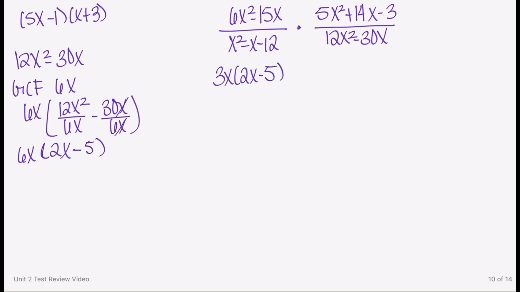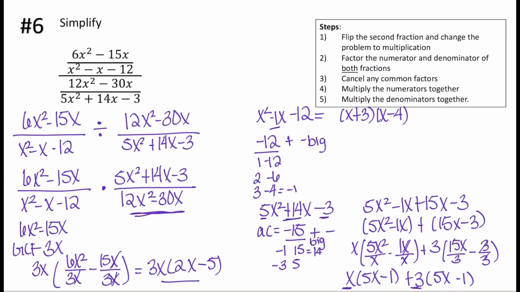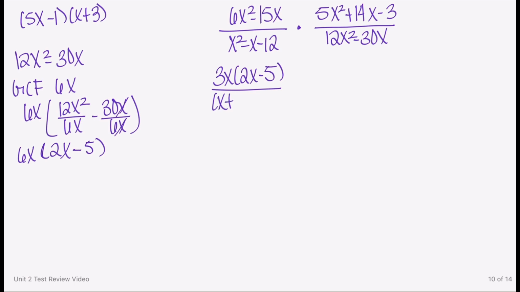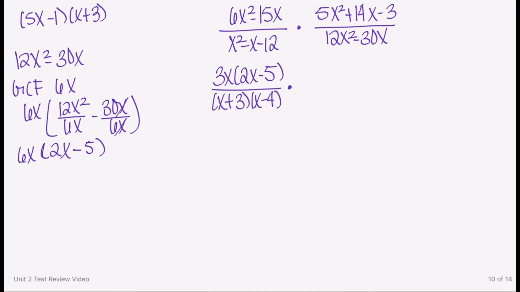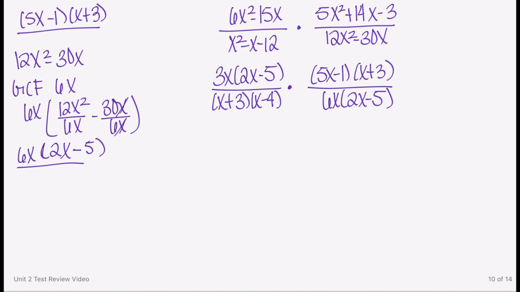So 3x times 2x minus 5. X squared minus x minus 12, remember we said, was x plus 3 times x minus 4. And then times, we have 5x squared plus 14x minus 3, which we factored into 5x minus 1 times x plus 3. And finally, we factored 12x squared minus 30x as 6x times 2x minus 5. Now we're going to look at all of our factors and see if there are any common factors that we can cancel out.